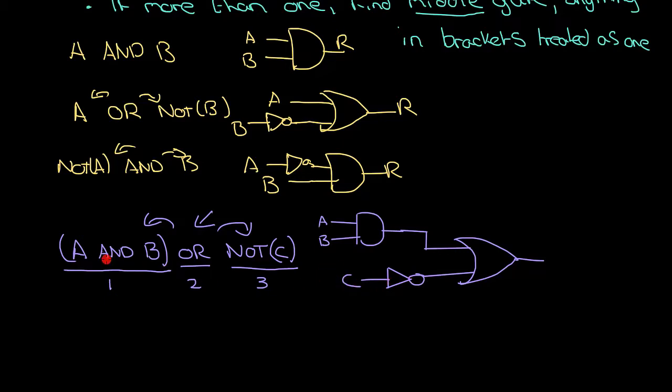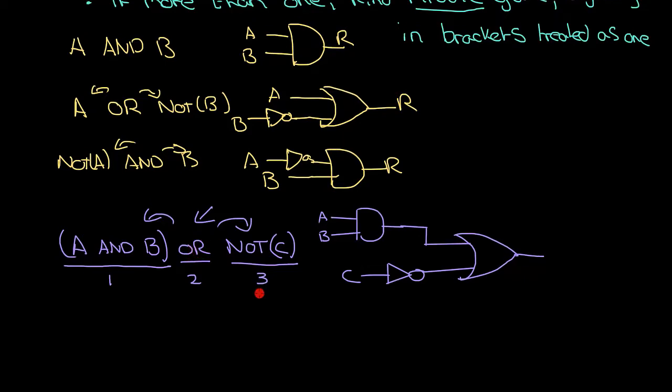So like I said, if you figure out the middle, so A and B or not C, treating anything in brackets as one, then you can draw the middle gate first, and then you can work backwards, and things become a lot easier after that point.